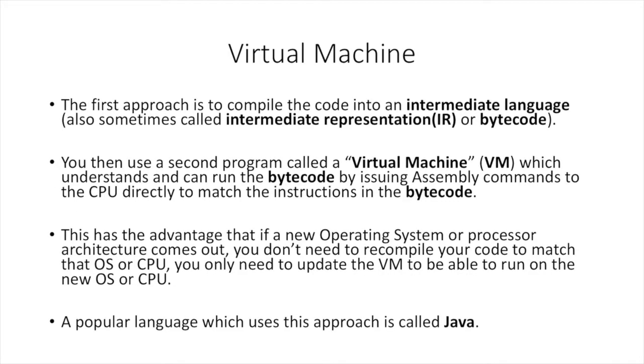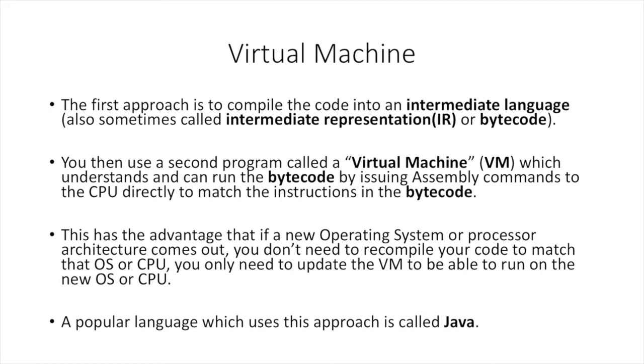So the first one is called a virtual machine. What happens with a virtual machine is that your code gets compiled into an intermediate language, so a language in the middle. It's not quite assembly, but it's not a higher level language anymore. You wouldn't want to write this because it's kind of tedious, but it's not assembly. It can't run directly on the processor. This is also sometimes called an intermediate representation or bytecode.